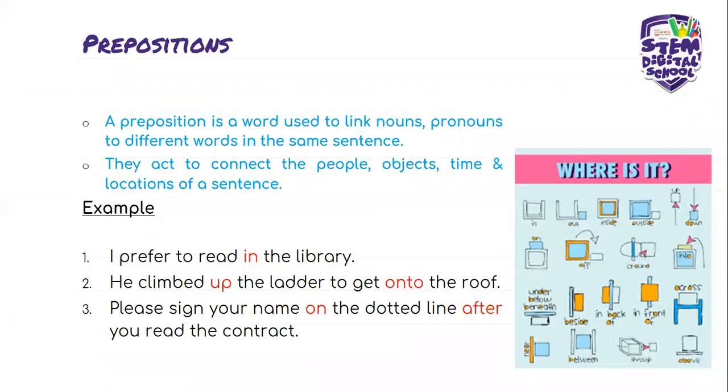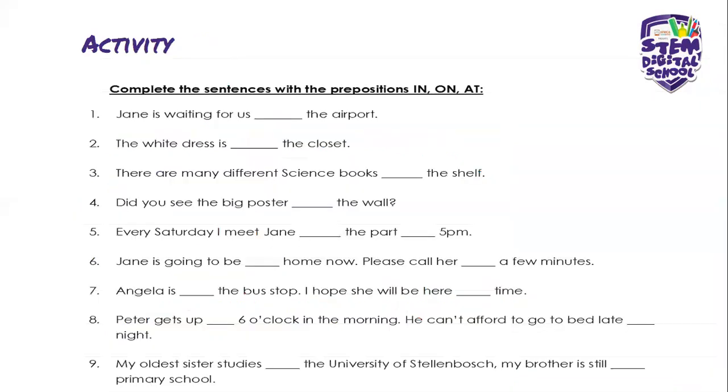Let's look at the example. Number 1, it says, I prefer to read in the library. Now, the preposition word we're looking for there is in. He climbed up the ladder to get onto the roof. There's two there, it's up and onto. Please sign your name on the dotted line after you read the contract. We have on and after. Let's continue.